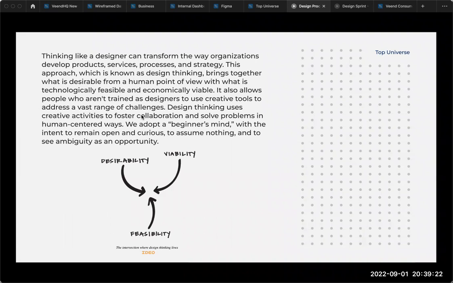Now, thinking like a designer can transform the way organizations develop products, services, processes, and strategy. This approach, which is known as design thinking, brings together what's desirable from a human point of view with what is technologically feasible and economically viable.